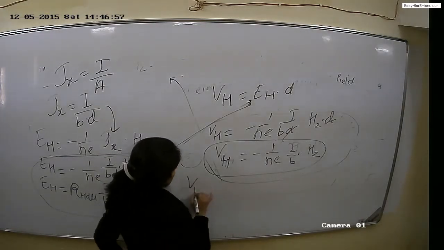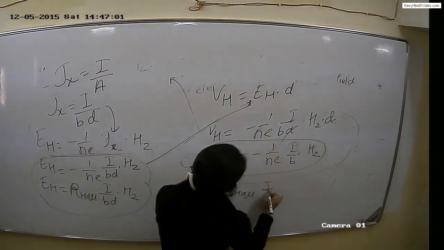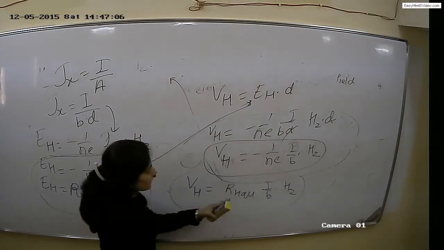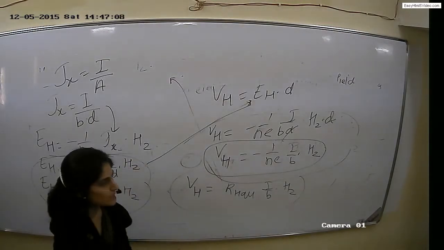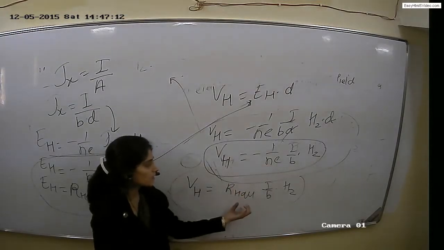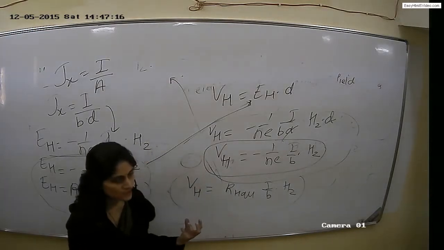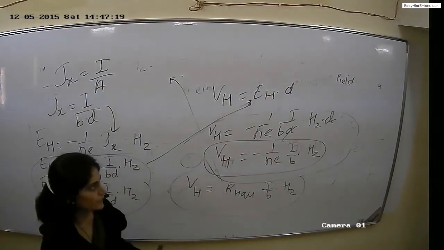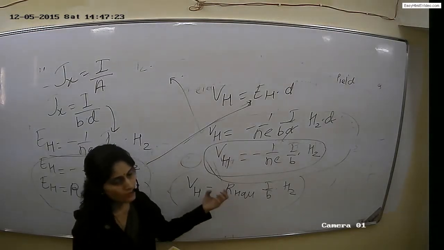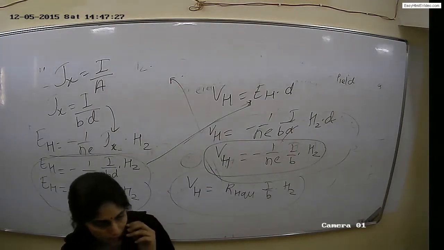It can be written as VH is equal to R Hall I upon B into Hz, because minus 1 upon NE is Hall coefficient. So these are a few relations for Hall voltage and Hall electric field that we have derived in terms of Hall coefficient. Now let us discuss some importance of Hall effect.